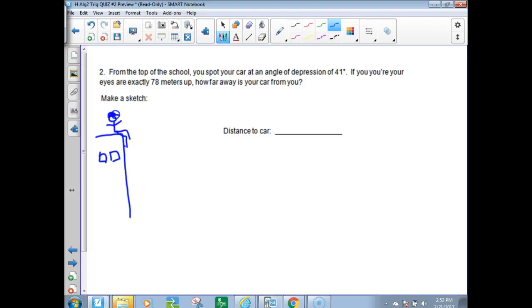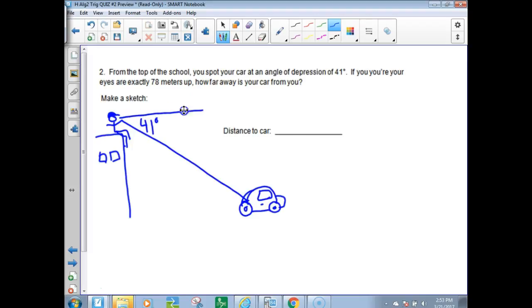We'll make another kid. All right, so he's looking down at his car. Yep, sort of like a slug bug. Whoa, that's a pretty weird looking car. All right, back window. Okay.